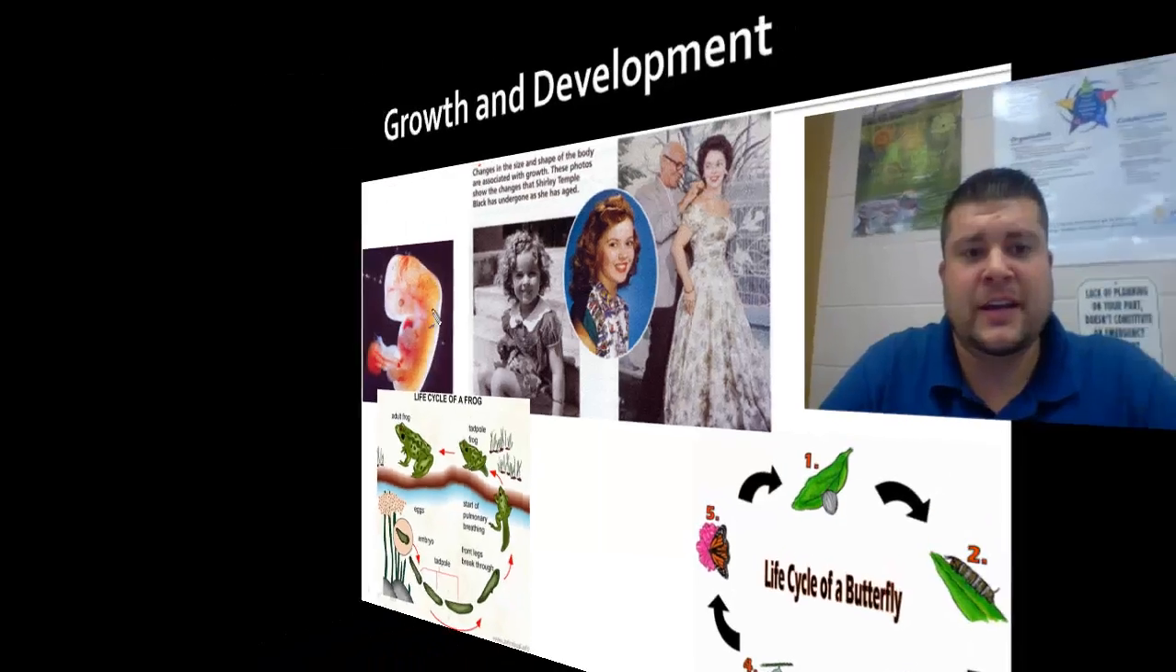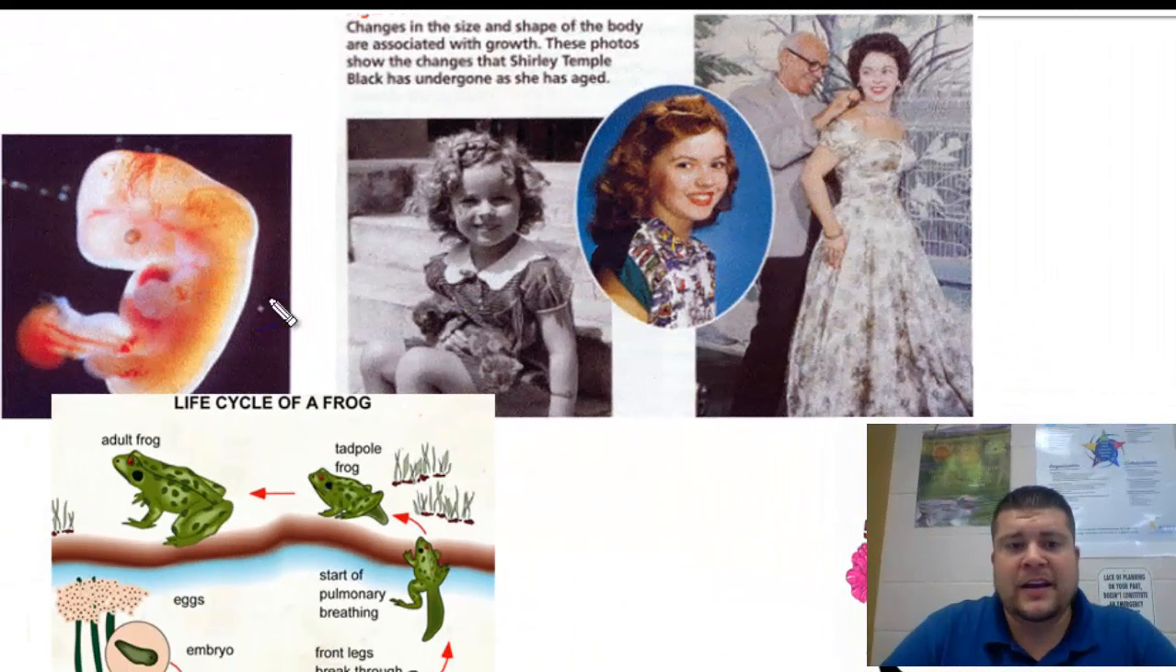So here we have an embryo, and that embryo will grow and develop into a toddler, which will develop into a teenager and develop into an older person. This is human growth and development. Each cell in that body will grow and develop, go through its own little life cycle.